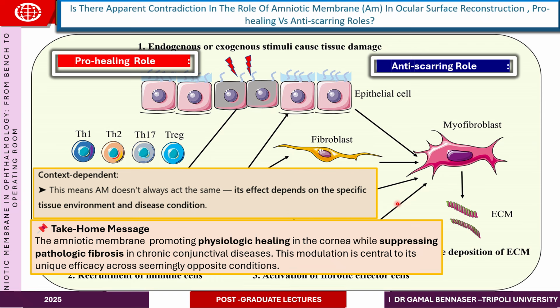So the take-home message is that the amniotic membrane plays a physiological role, that is, it supports physiological healing while suppressing pathological fibrosis. So it is useful in acute problems and in chronic problems by maintaining the balance between these two forces. This is what's meant by the dichotomy of the amniotic membrane, that it has a dual role in the promotion of healing as well as prevention of fibrosis.